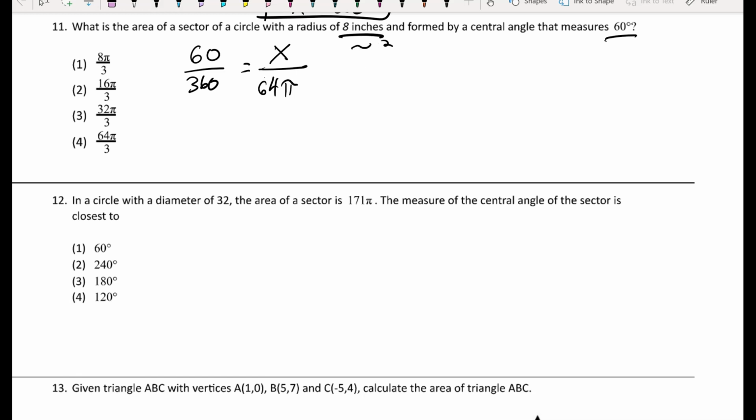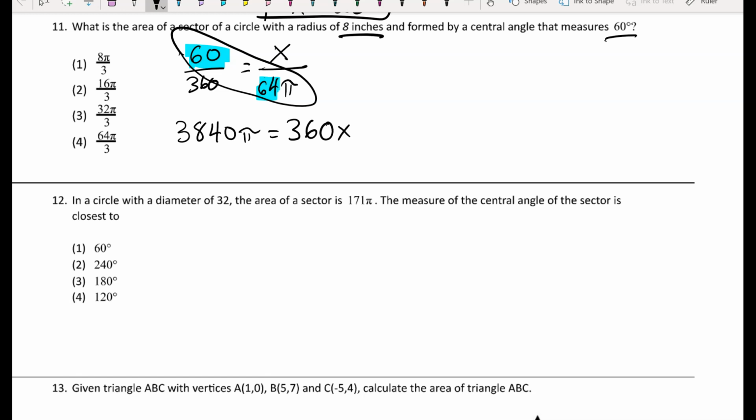Now there's one thing I want you to notice here. My answer choices are all in terms of pi. So I'm not going to multiply out the pi in my calculator, just because I want to still have pi in my answer when I'm done. So if I just multiply 60 times 64 in my calculator, 60 times 64 is 3,840, but I'm still multiplying by pi. And 360 times x is just 360x. I'm still going to divide out the 360. But when I type this into my calculator, I'm just going to type in 3,840 divided by 360.